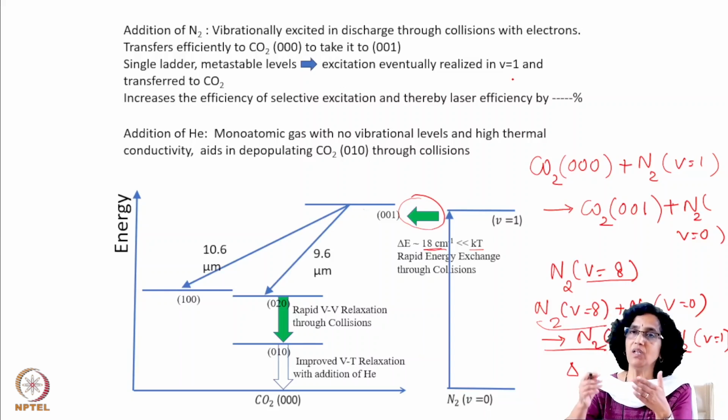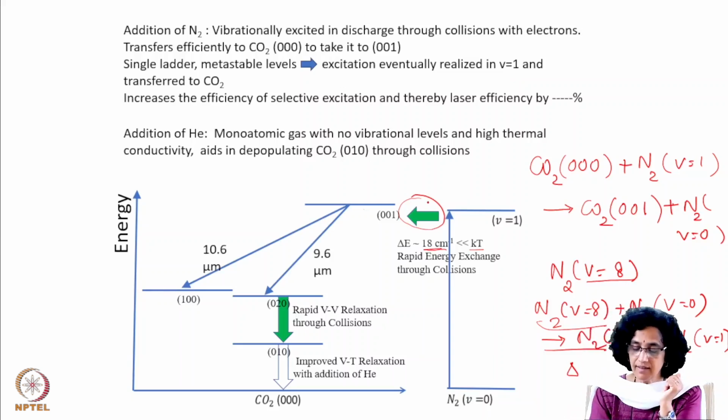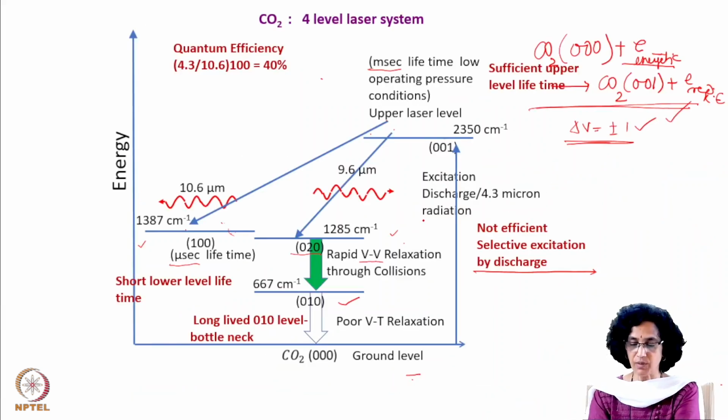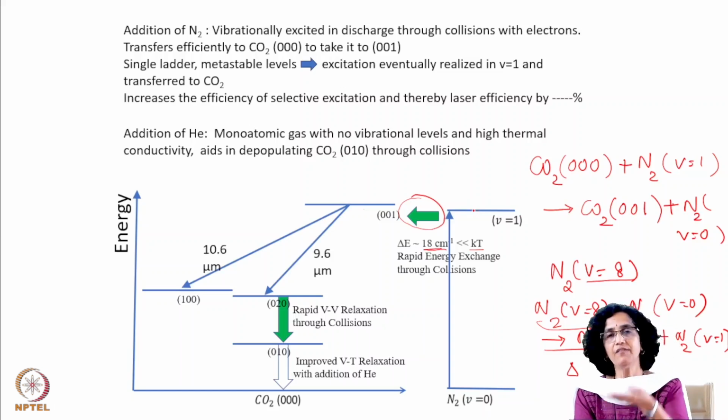And therefore the nitrogen which is populated in V equal to 8, V equal to 7, eventually has to come down to V equal to 1. And if it eventually comes down to V equal to 1, then it can only give this energy, because it cannot come down by itself to the ground level, because the energy involved, you see, is very very large. I think we have seen somewhere how much this energy is. This is 2350 centimeter inverse. So VT relaxation in this manner is almost not possible. So this is a metastable level of nitrogen, V equal to 1.